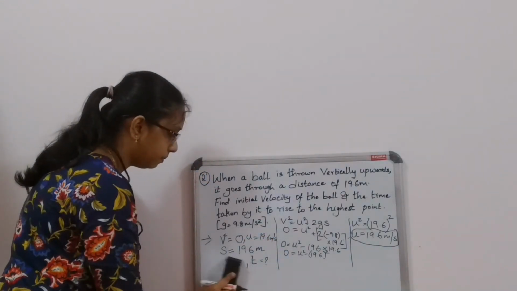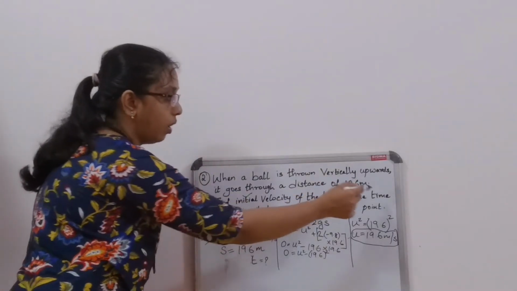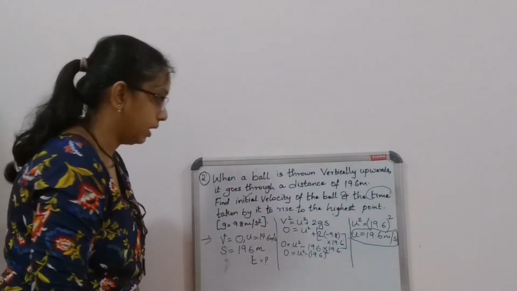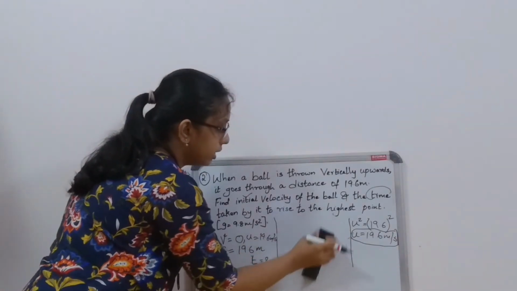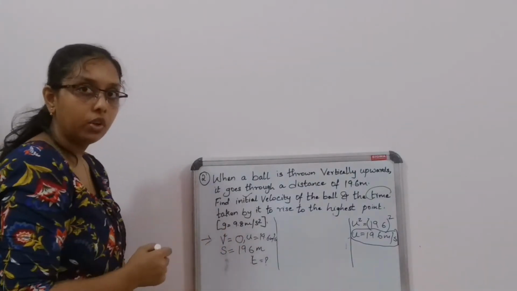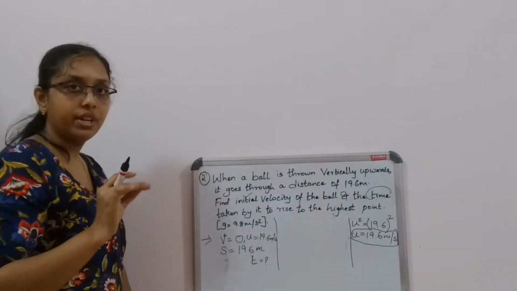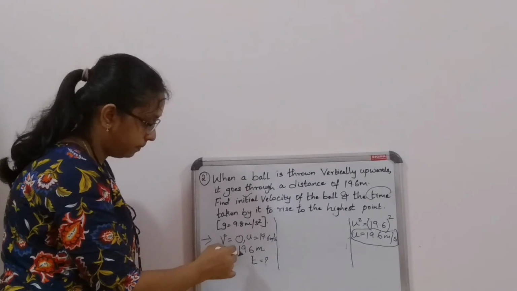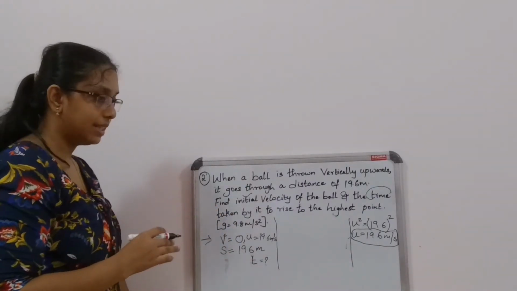So you have found out the initial velocity. Next you have to find out the time taken. For the time taken, now you see, v is given, and u we found out, so initial and final velocity both are there, acceleration due to gravity is there, and also the distance. So all these things are given.